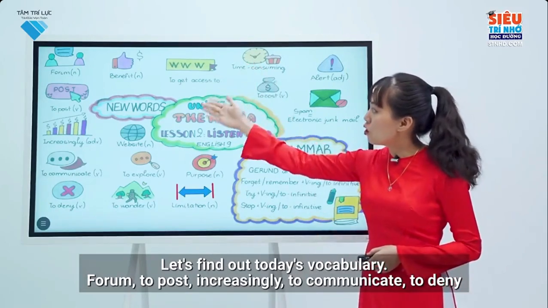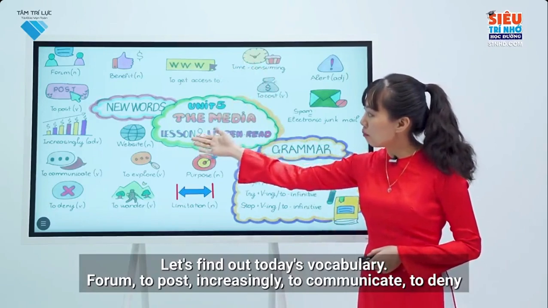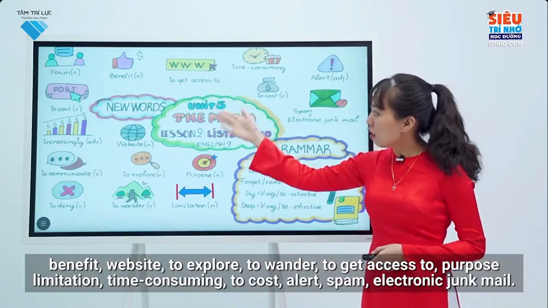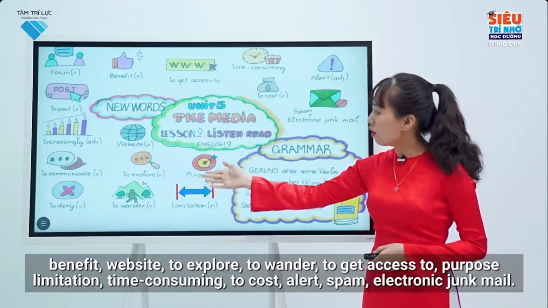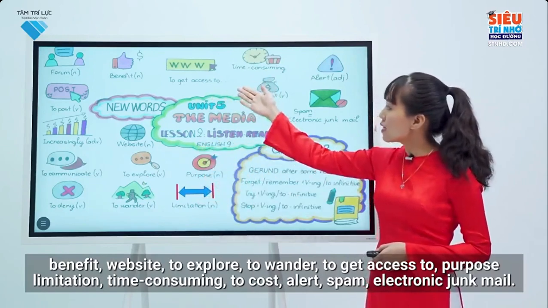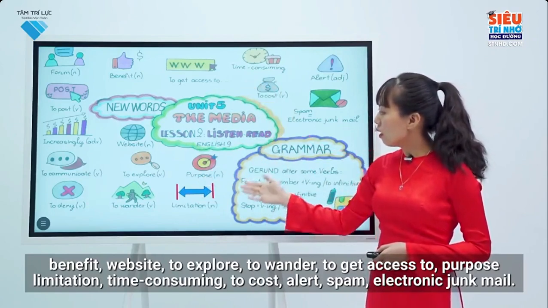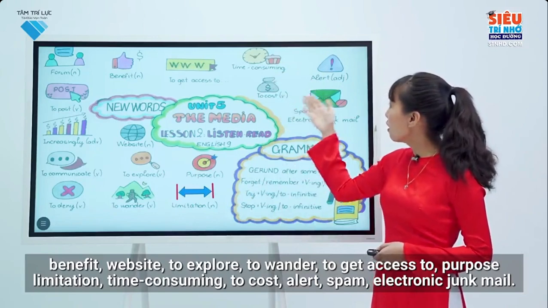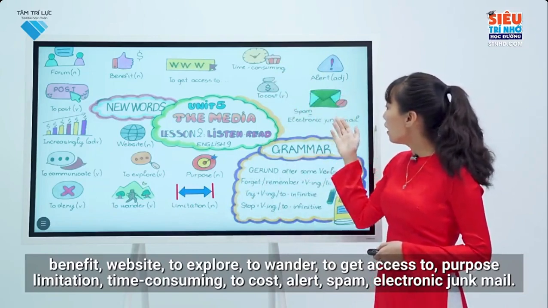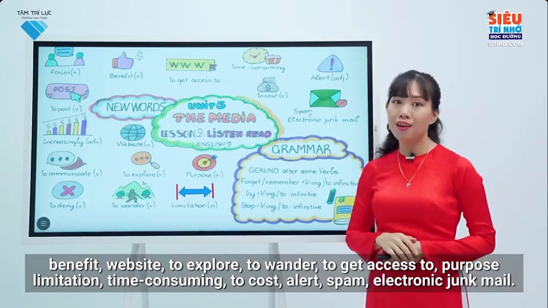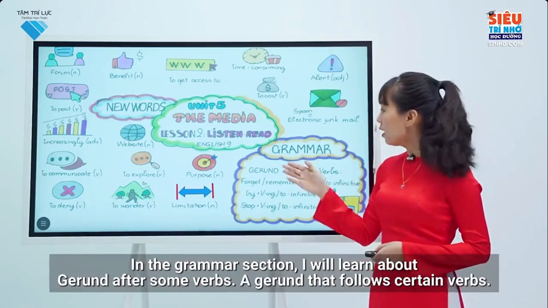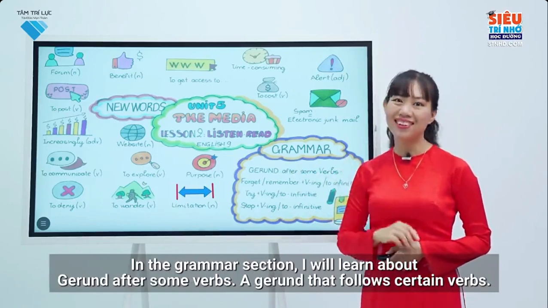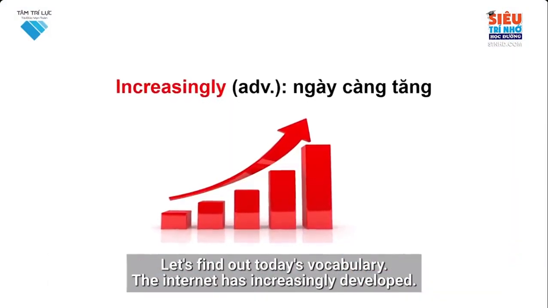Forum, to post, increasingly, to communicate, to deny, benefit, website, to explore, to wander, to get access to, purpose, limitation, time-consuming, to cost, alert, spam, electronic junk mail. In the grammar section, we will learn about gerund after some verbs, a gerund that follows certain verbs.